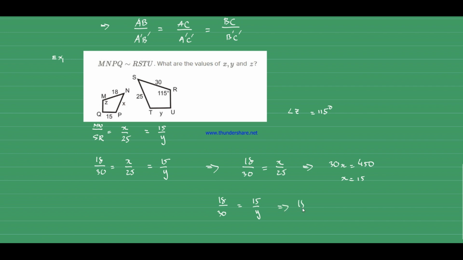So from here you have 18y equal to 30 times 15, which gives you 450. So 450 divided by 18, you have y equal to 25. There you go. So you see the proportion is very important, right? Proportion helps you to calculate the measure of the side easily. Okay. All right. Let's do another one.